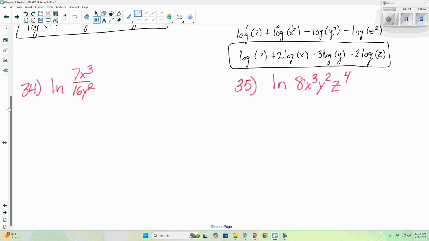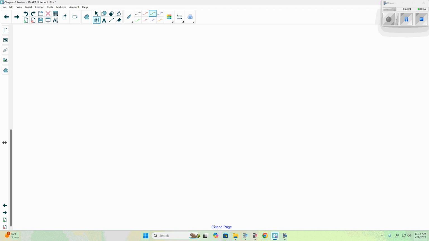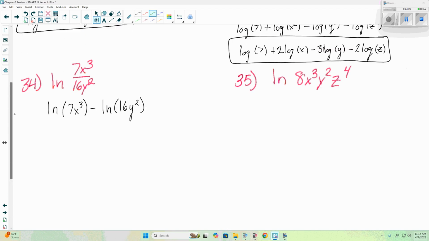Since we have a quotient first, two things being divided, we're going to take the natural log of the top minus the natural log of the bottom. Natural log of the top minus the natural log of the bottom. That's our quotient property.